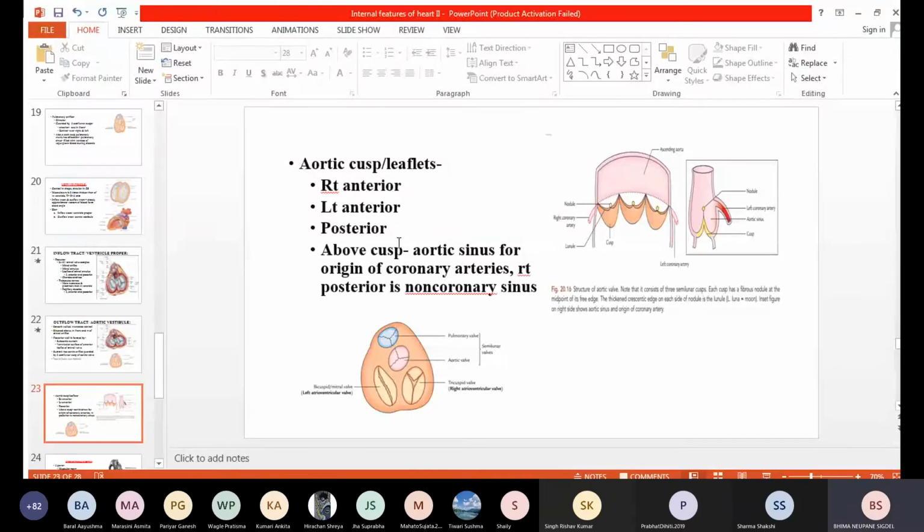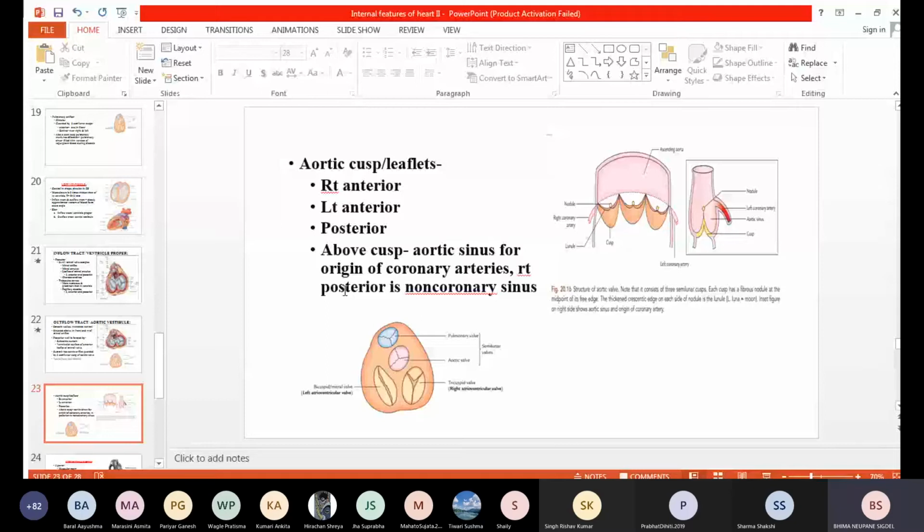Above the cusps there are dilatations known as the aortic sinuses, which give rise to the coronary arteries, the main arterial supply to the heart. The coronary arteries arise from these sinuses present on the aorta. The right coronary artery arises from the anterior aortic sinus, whereas the left coronary artery arises from the left posterior aortic sinus, and the right posterior aortic sinus is the non-coronary sinus.